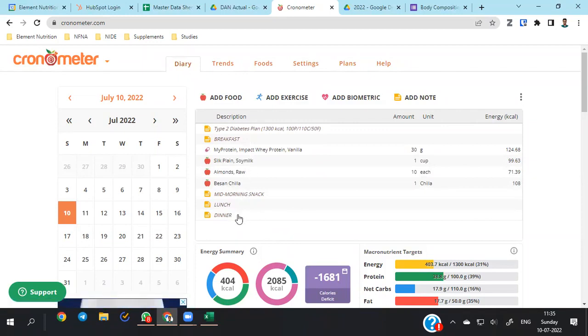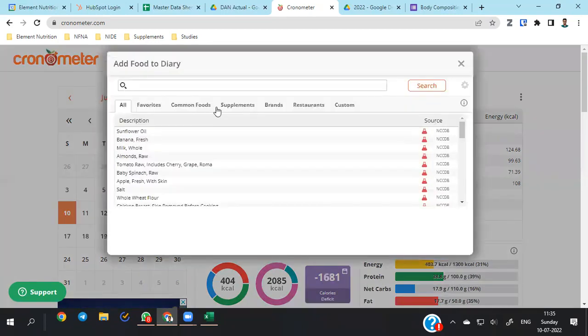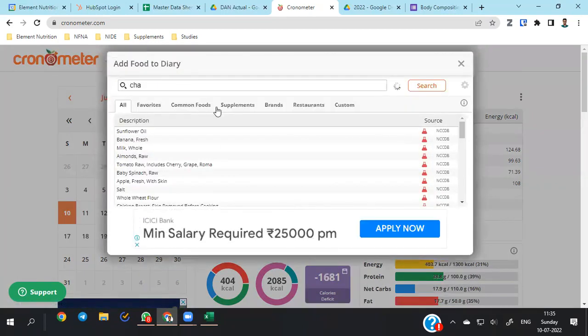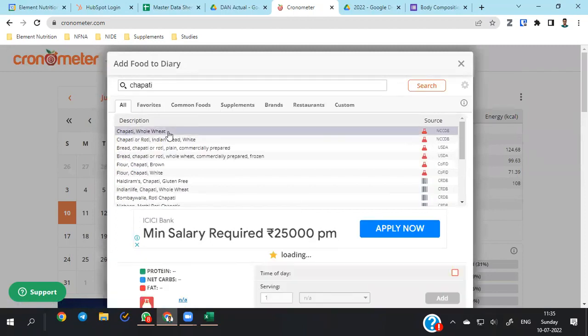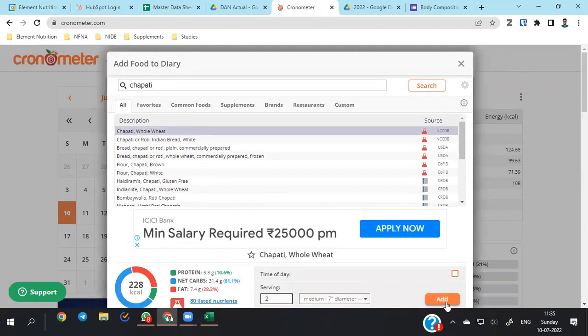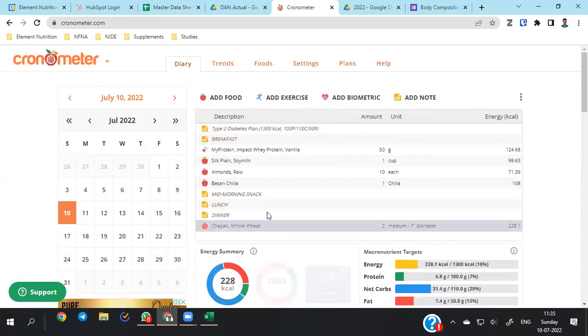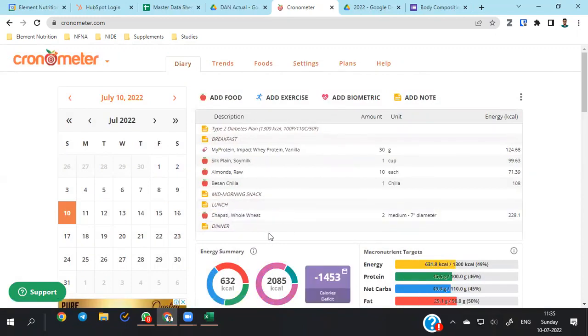Mid-morning snack. Okay, what does this guy have for mid-morning snack? We can give him a fruit also, which usually comes in the mid-morning snack, but I don't want to give him any jamun or fruit on an empty stomach. So mid-morning snack, okay, let me figure the mid-morning snack out. First, I'll put the lunch. Lunch is going to be some chapati. Put around 2 of these. Okay, 2 of the chapatis.